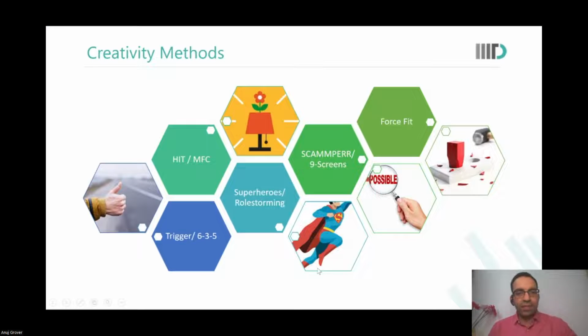As I said, till now we have done quite a few creativity methods. We have done HIT, MSC, we have done trigger, 635, superheroes, role storming. 9 screens we have done. Scamper, we've not really talked about much, but when we talk about inventive principles, we will talk about Scamper then. Force fit also we have done. So it's a good range of ideation methods that we are introduced to now. And we will use these ideation methods to arrive at solutions.